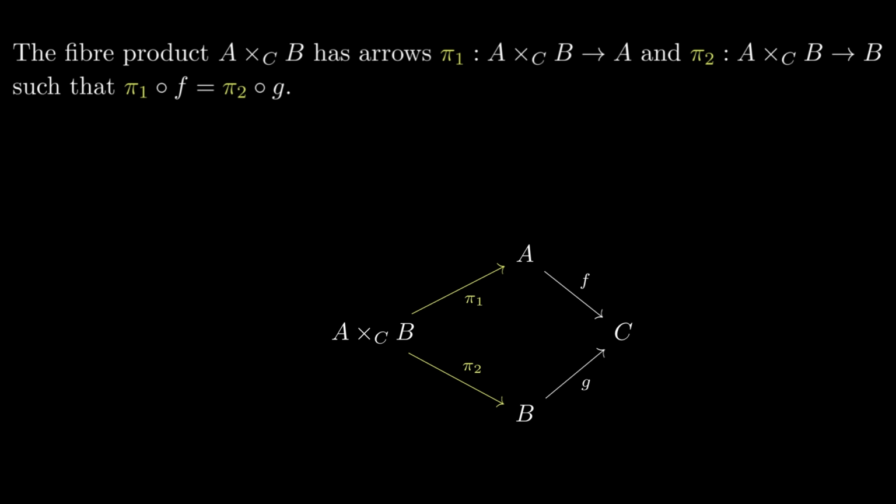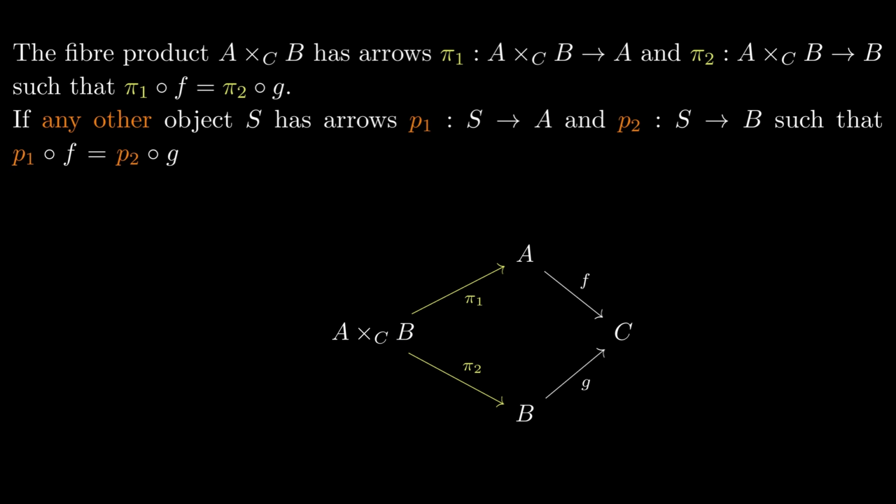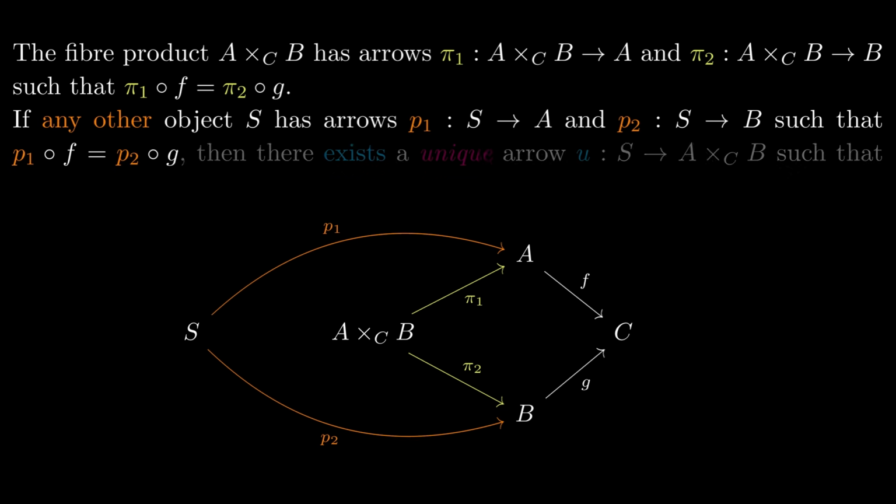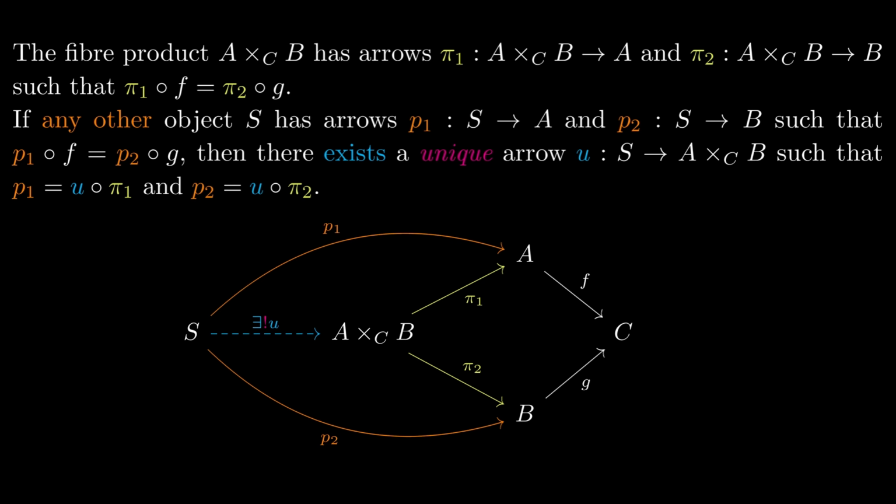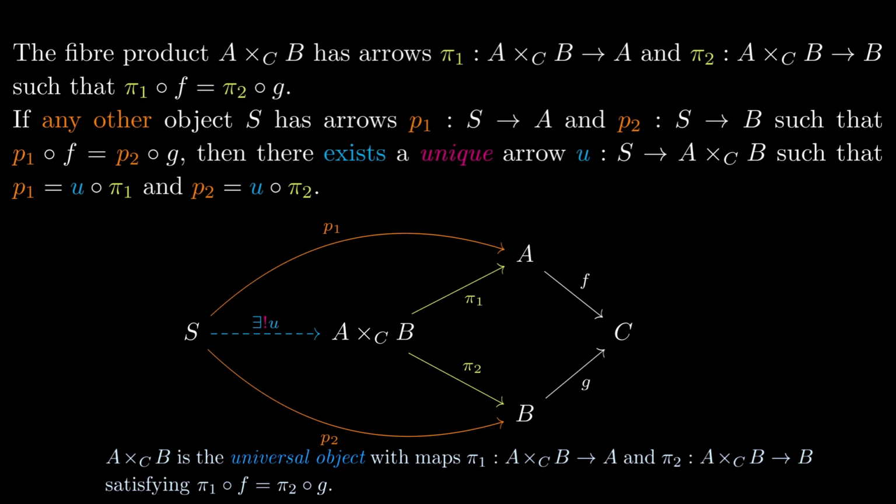Now, the thing about being a limit is that the fiber product is the universally best object with such maps. Any other object S with its own projection maps P1 to A and P2 to B, making the resulting square commute, must inevitably factor through this fiber product. In other words, the fiber product of A and B over C is the universal object with maps pi1 to A and pi2 to B, satisfying that pi1 of F is equal to pi2 of G.